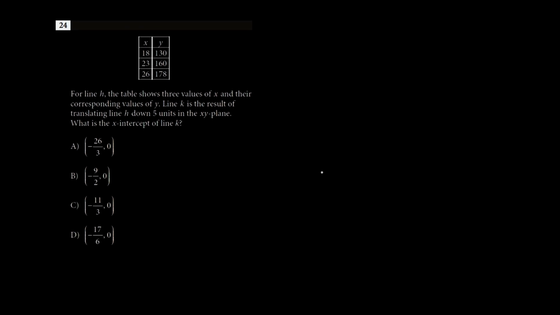Question 24, we're taking a look at a line. This seems a little different. It says line H, the table shows 3 values of X and their corresponding values of Y. Line K is the result of translating line H down 5 units. All right, so a lot going on. So we have line H, and then K is equal to H going down 5 units. Okay. And they want to know what is the x-intercept. So they're going multi-step here. So we want the x-intercept of K.